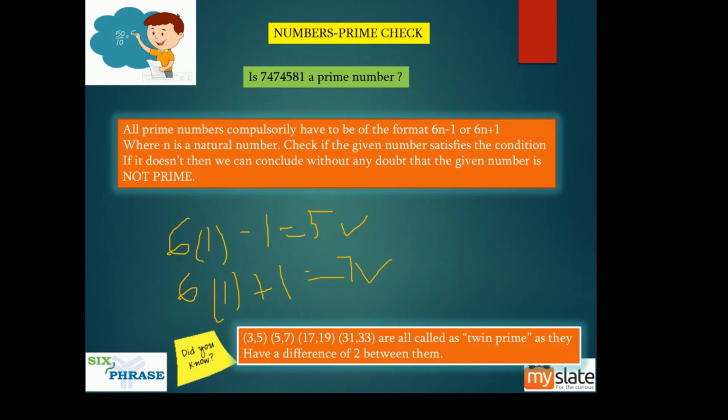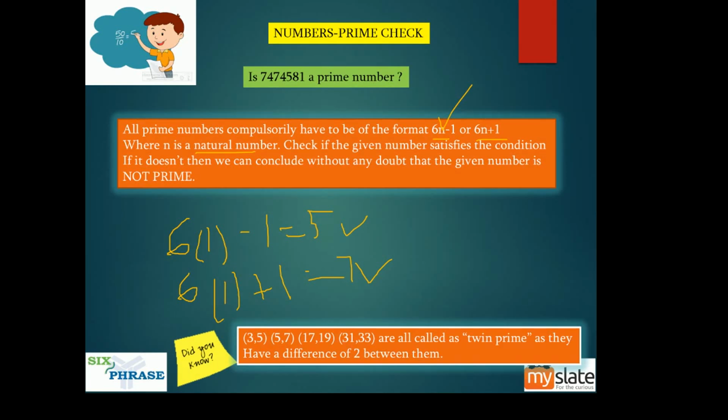The reason is, see, if it is a prime number, it should definitely be either 6n minus 1 or 6n plus 1, where n is a natural number. So I've written that, right? Natural numbers start from 1 and move from there, 1, 2, 3, 4. So a prime number must compulsorily be 6n minus 1 or 6n plus 1. But not all numbers of the form 6n minus 1 and 6n plus 1 are prime numbers.